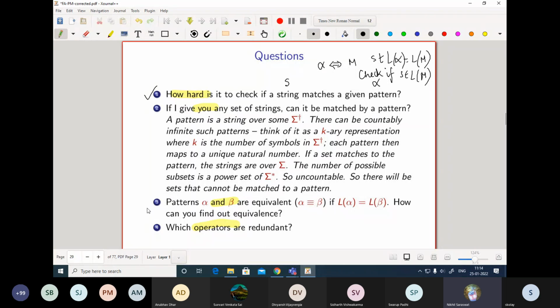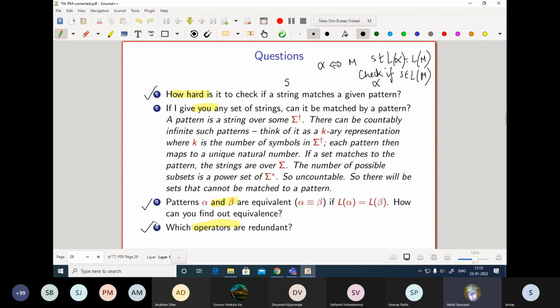For the third question, we cannot always answer whether given an alpha there is an equivalent beta, or given alpha and beta whether they are equivalent or not. But we looked at certain simplification rules such that for particular pairs we may be able to show whether they are equivalent or not, or for a particular expression we may be able to simplify it to another one. In whatever sense this simplification is, it could be in terms of the length, it could be in terms of understanding what the language matching to this particular pattern is.